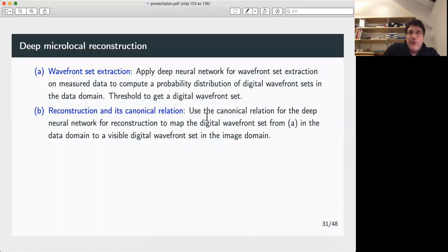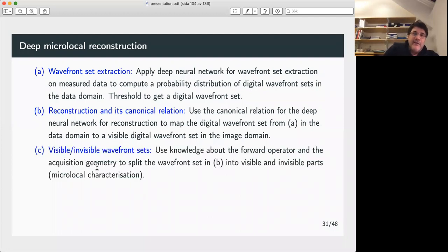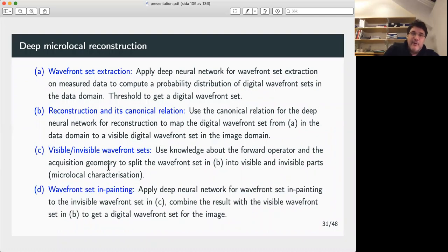Okay, and this will somehow give us a canonical relation also for the reconstruction operator, which will allow us to take a wavefront set on the data domain and map it to a visible wavefront set in the image domain, in principle. Now I have this characterization of the visible and invisible components. And then the final portion in this puzzle is the in-painting component. So I was just phrasing it as a decision theory problem.